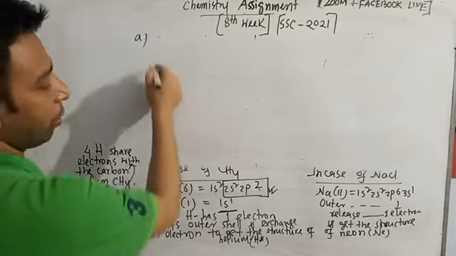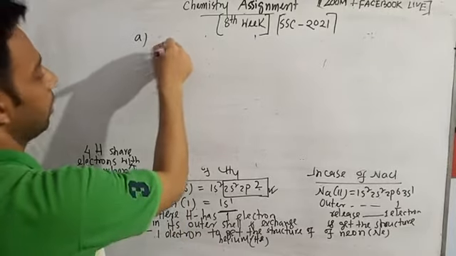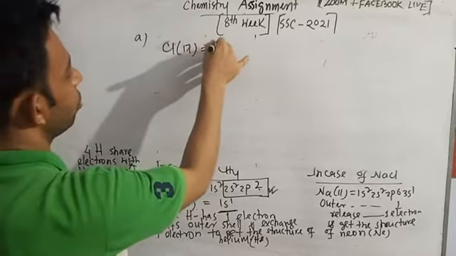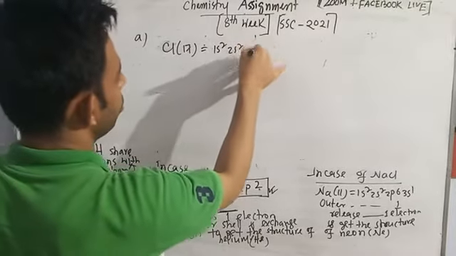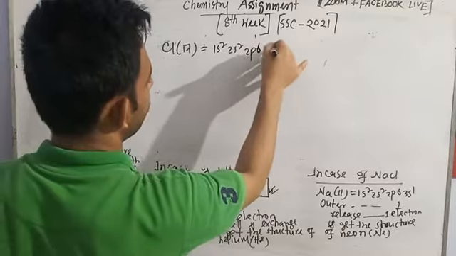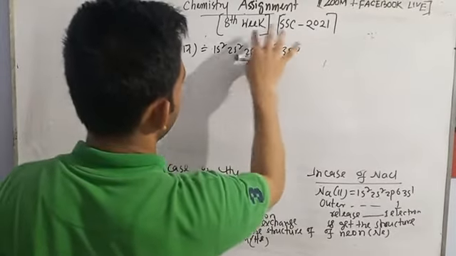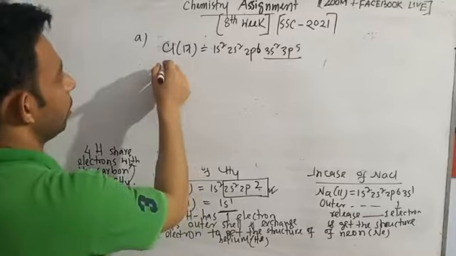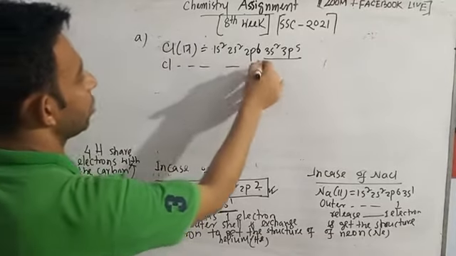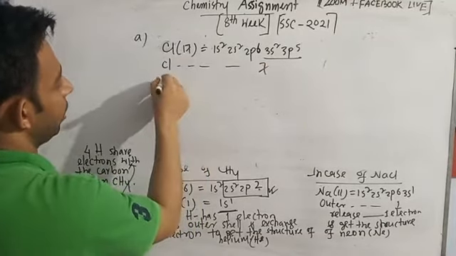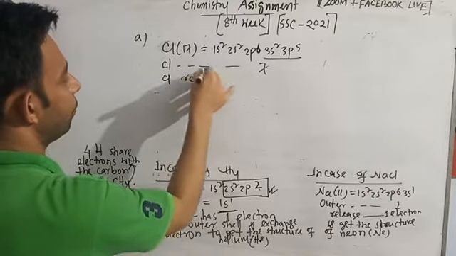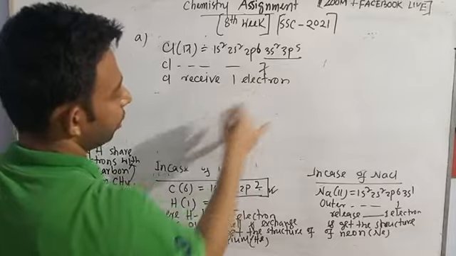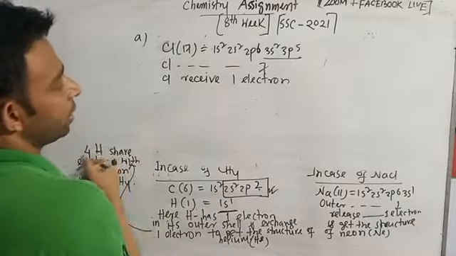Chlorine: I will write directly 17, 1s2, 2s2, 2p6, 3s2, 3p5. In its outer shell there are 7 electrons. So chlorine's outer shell has 7 electrons, and chlorine receives 1 electron to satisfy the octet rule.